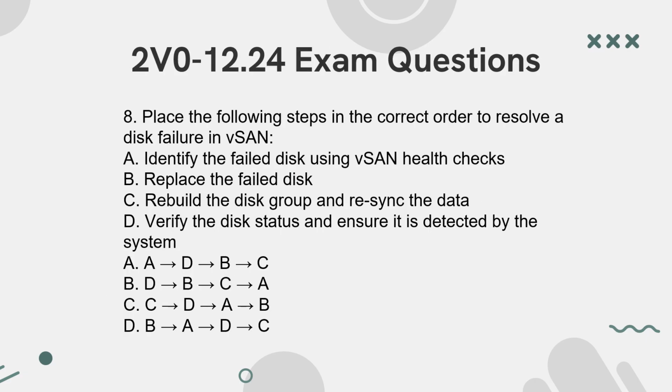Place the following steps in the correct order to resolve a disk failure in vSAN. A. Identify the failed disk using vSAN health checks. B. Replace the failed disk. C. Rebuild the disk group and resync the data. D. Verify the disk status and ensure it is detected by the system.